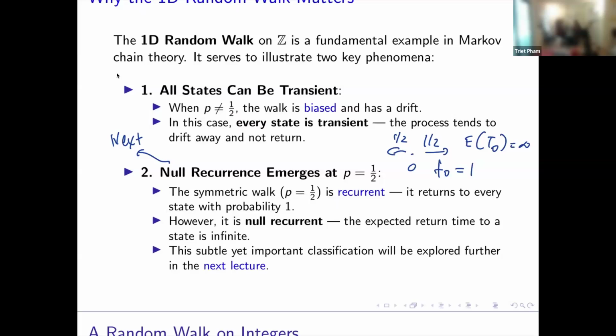And that's why the 1D random walk, or random walk on the integers, is important from all these points of view. When you ask the question, can a Markov chain do this or do that in terms of classification of states, a random walk can come up as an example to take care of this. All right, any question?